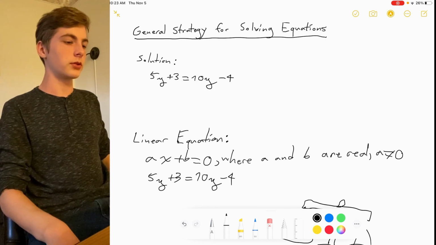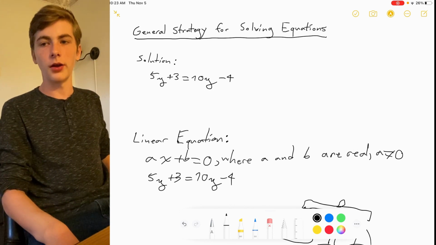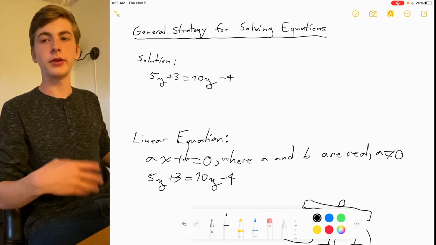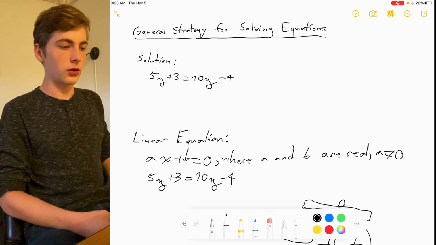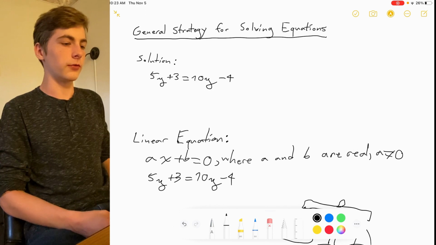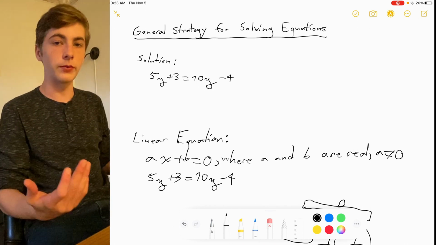Okay, so this video is going to be on chapter 2.1 of the OpenStax textbook on a general strategy for solving linear equations. Before we get into that, though, I'm just going to go over a couple of terms that we need to know. So the first one is the idea of a solution.